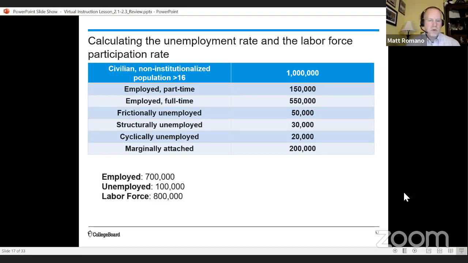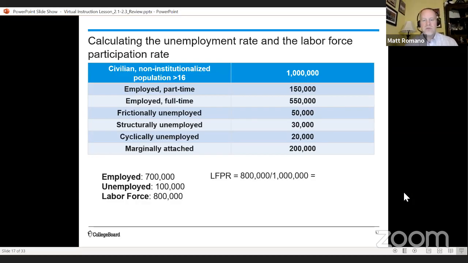We need to know how many people are employed, how many are unemployed, and what is the total labor force. Looking at this data, we have 700,000 people employed. We have 100,000 unemployed, giving you a total labor force of 800,000. From that, it's pretty simple. We just plug into our formula.